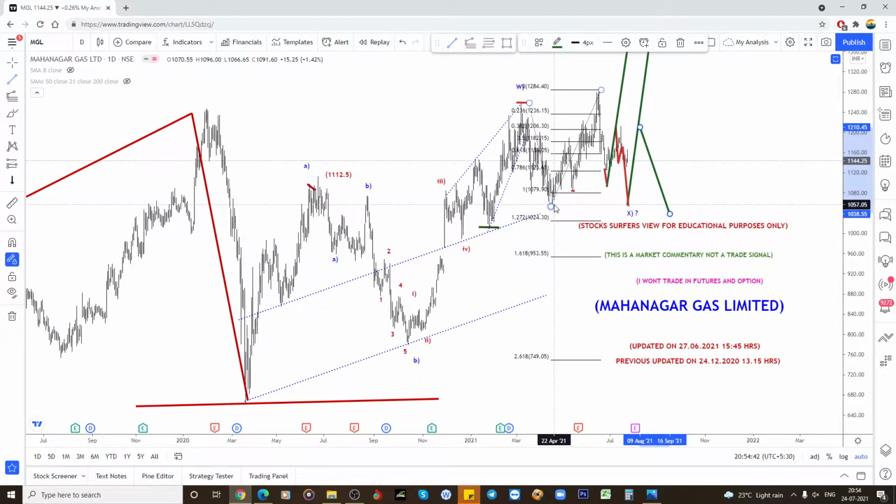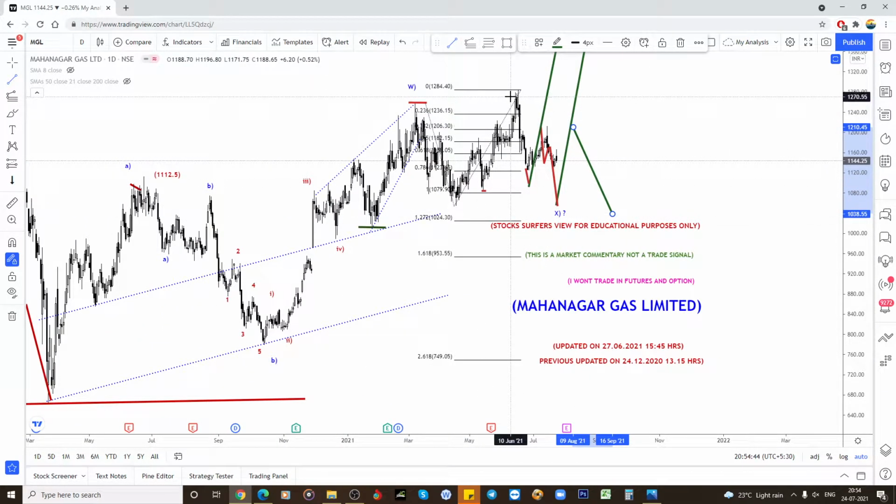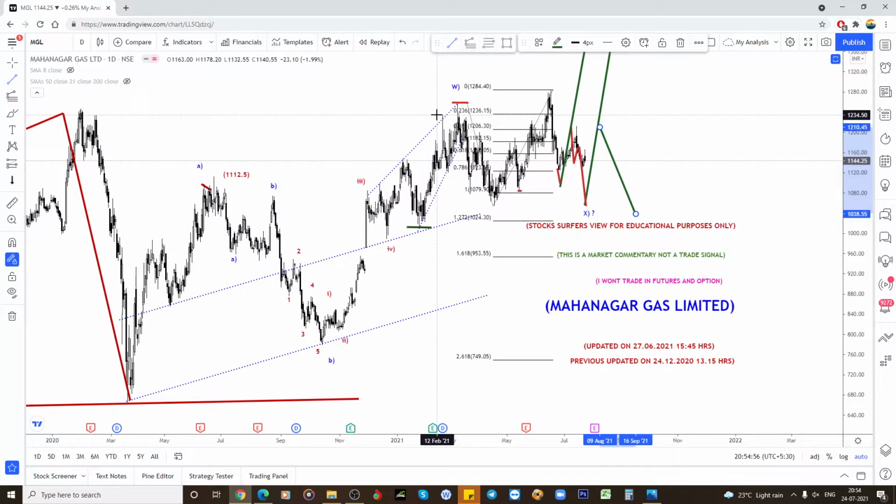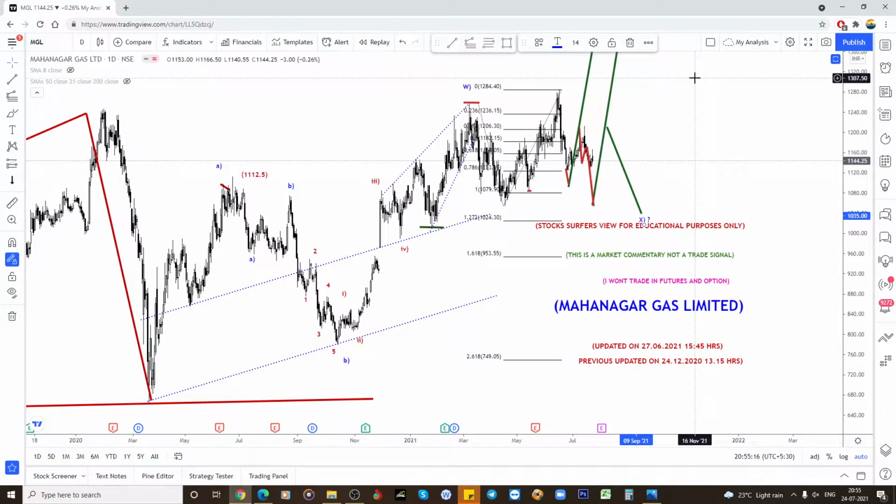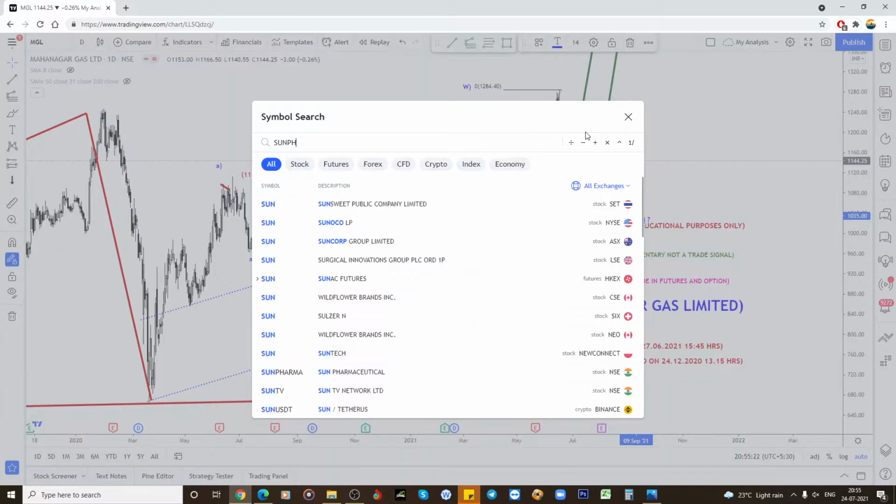So if it is A, so ABC is a B. So I'm looking for ABC, another C. So then what will happen is another W, X, ABC, Y. So it could again reach this 1000 zone also if it is a double correction. If it is a single correction in the WXY, from here it can shoot. If it is a double correction, it can again reach the 1000 zone and again it can bounce to the higher zone. So wait for the next, I think Sun Pharma.